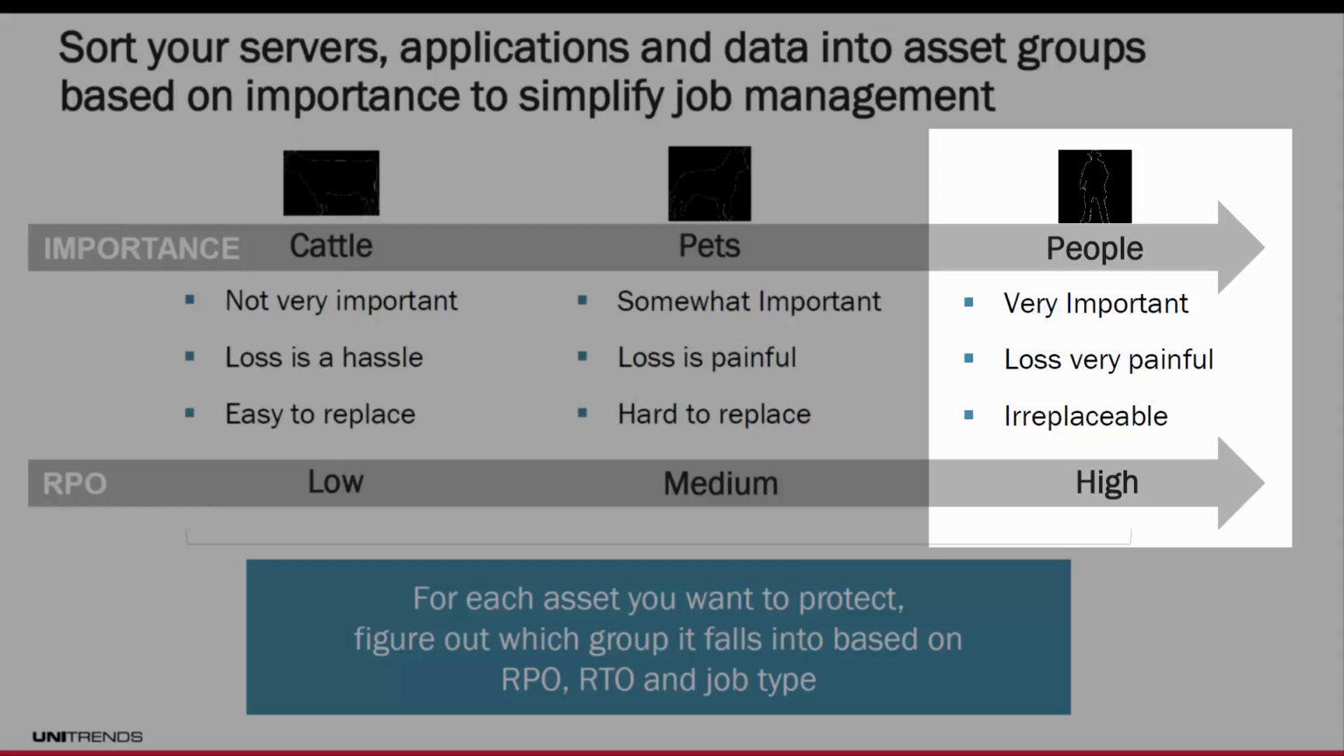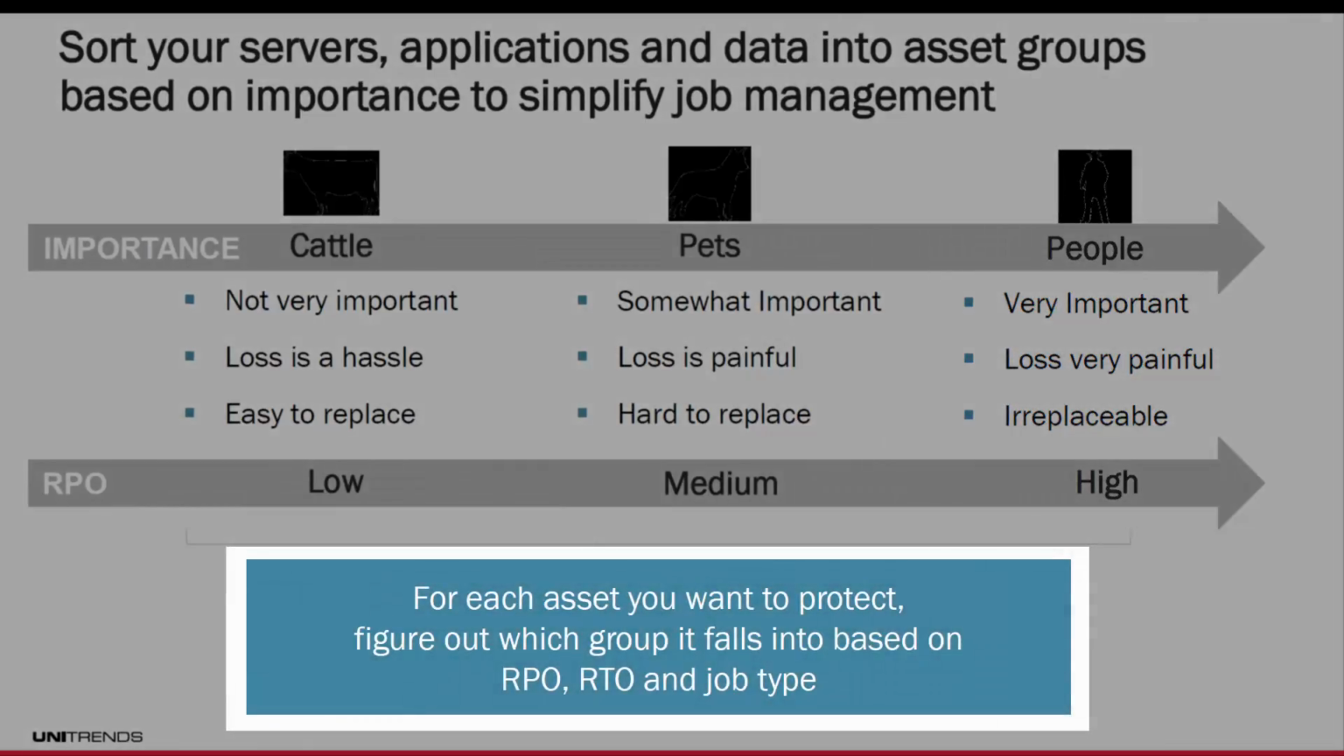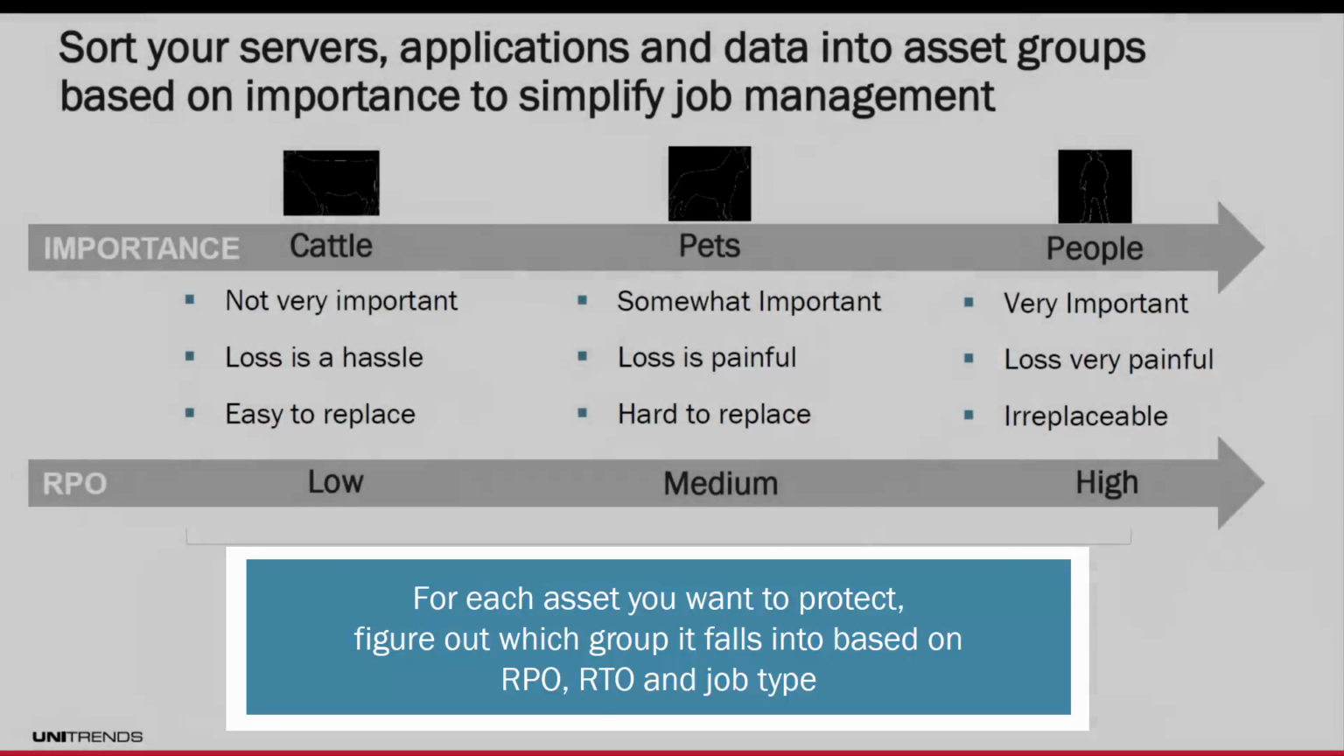Loss is extremely painful, and they're irreplaceable. That gives them a higher recovery point objective. You want to back them up more frequently. So for each of your asset types you want to protect, you're going to figure out which group it falls into based on your recovery point objective, and once again, that recovery time objective based on the job type, the backup types you're going to run.